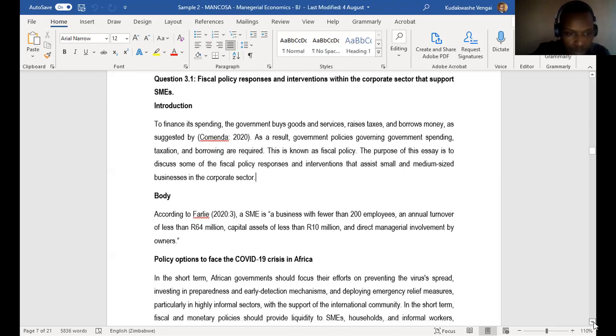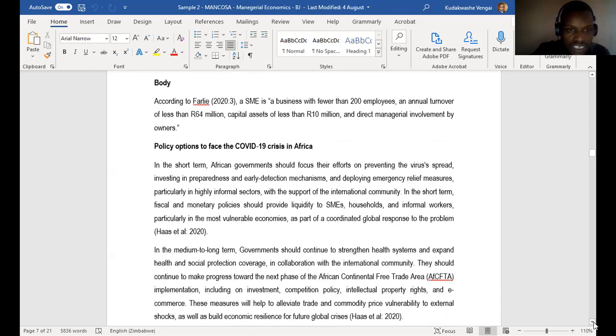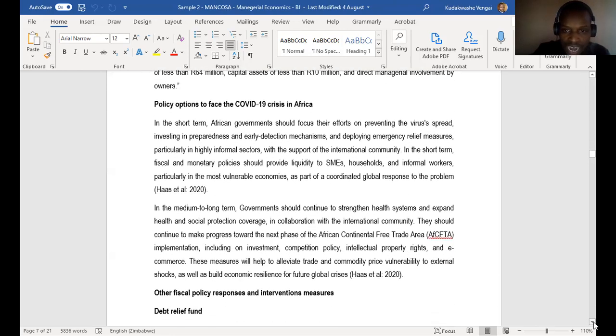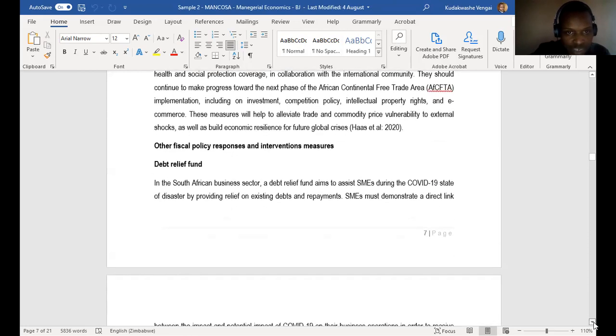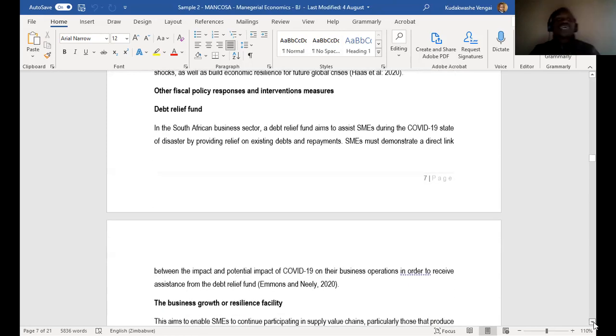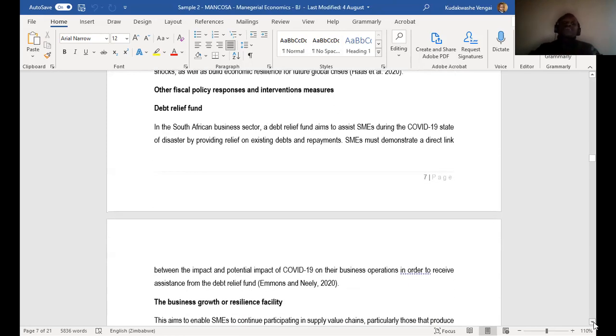And then under the body, policy options to face the COVID-19 pandemic, right? I think this is not important. I think it was just waffling there. Right, yeah, here we go. Other fiscal policy responses and interventions.